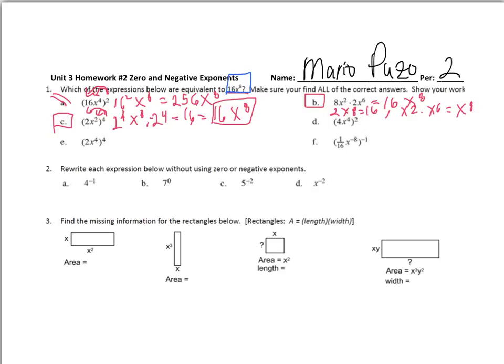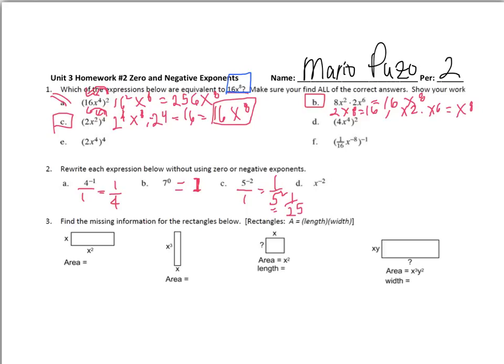Alright, number 2 says, rewrite each expression below without using a 0 or a negative component. Well, we know that 4 to the negative 1 is the same as 4 over 1 to the negative 1, which means that equals 1 over 4. Any number to the 0 power is equal to 1. Don't write 7. 5 to the negative 2 is equal to 1 over 5 squared, which of course is equal to 1 over 25. I think you get the idea.